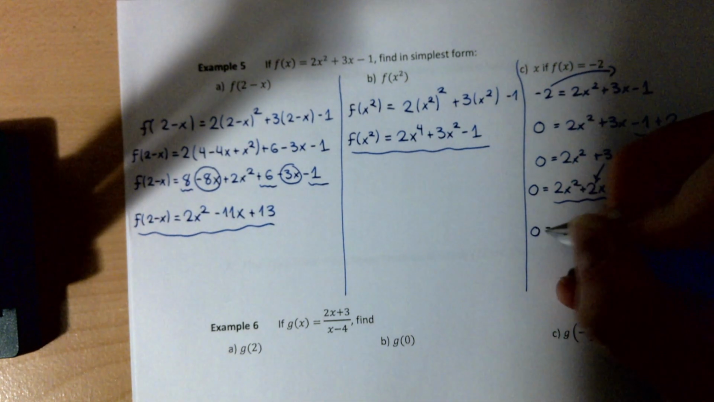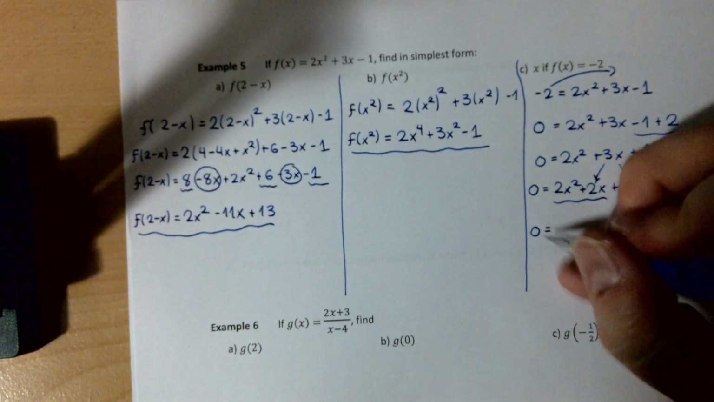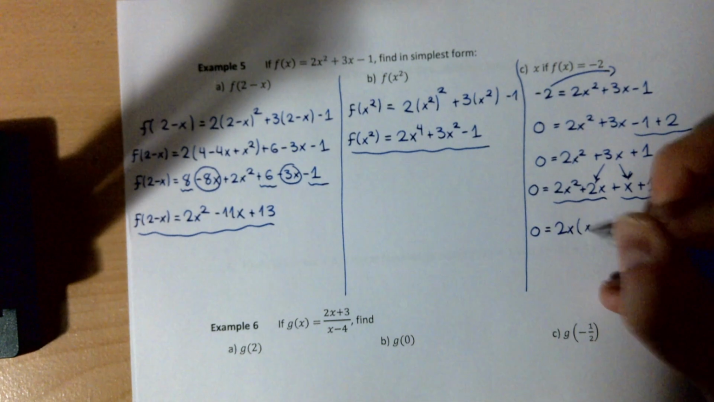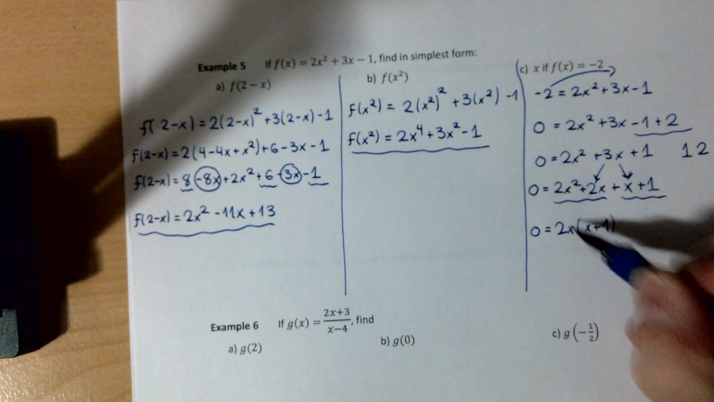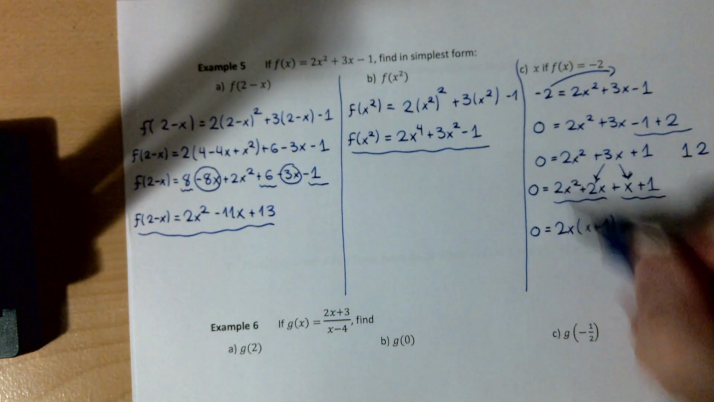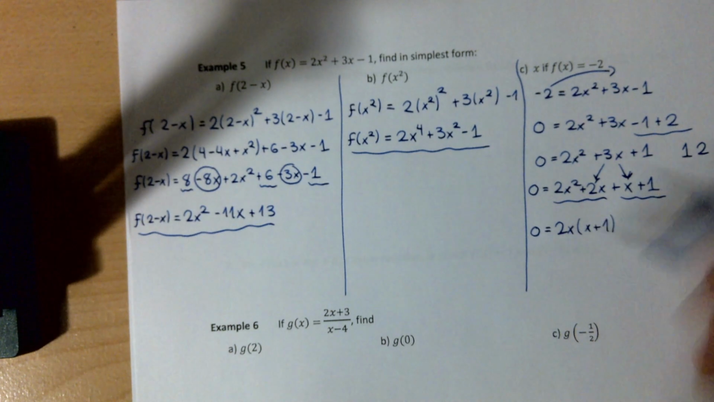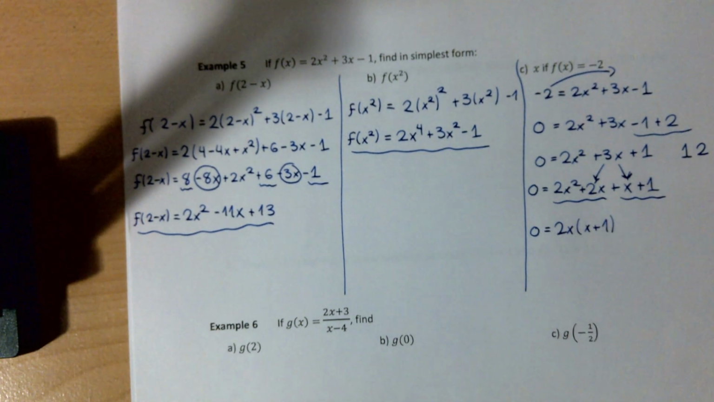And now I'm going to group these two terms together and these two terms together. So 0 is equal to, this and this both have 2x in common, so I'm going to factor out the 2x, and I'm left with x plus 1. Because 2x squared divided by 2x, the 2's simplify, and the x squared and the x simplify to just leave me x.